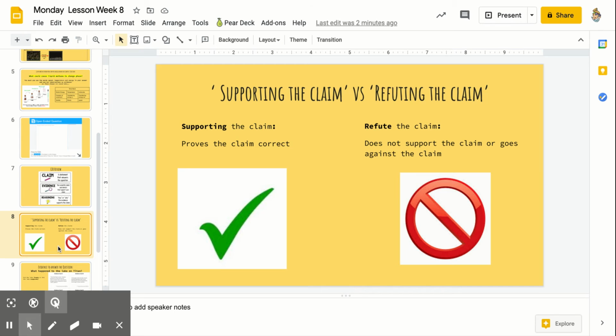So I just want to make sure we also understand the difference between supporting the claim and refuting the claim. To review, supporting the claim means that this is proving the claim correct. Refute means it does not support, or it goes against the claim. So if you're refuting the claim, that means that you have evidence that proves the claim to not be true.